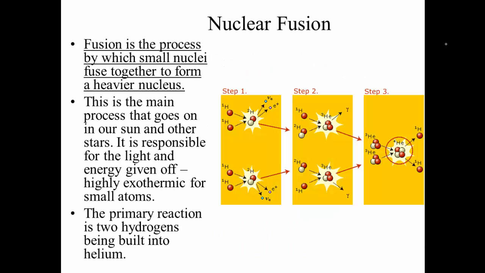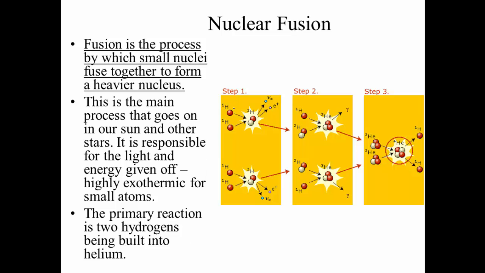All right, switching gears, nuclear fusion. This is the exact opposite of what we just talked about, fission. Nuclear fusion is the process by which small nuclei fuse together to form a heavier nucleus. And this is actually the main process that goes on in our sun and other stars to produce the light and heat that we need. It's very, very exothermic for these small atoms.